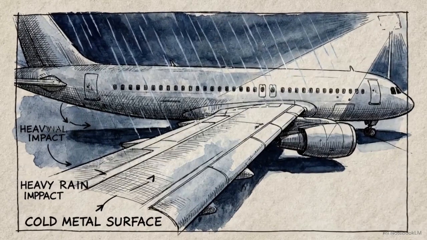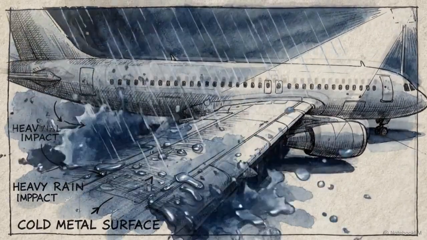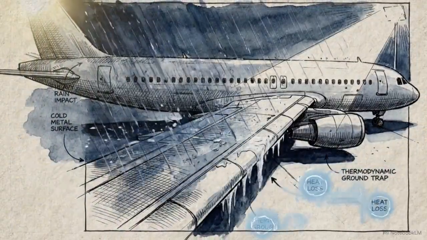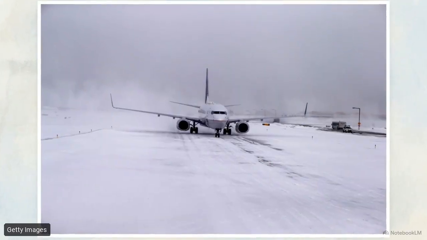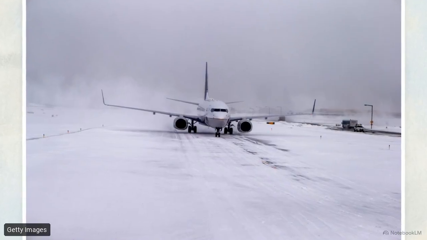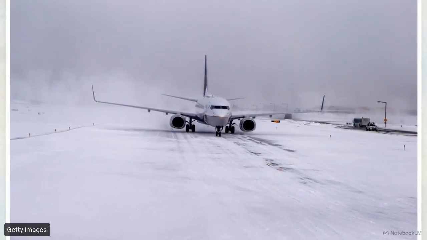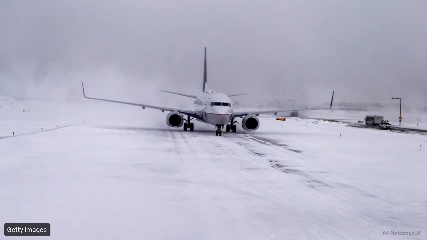There's one more thermodynamic trap to consider, and it happens on the ground. It's known as cold soaking. When an aircraft descends from a high-altitude flight or is refueled with extremely cold aviation fuel, the internal wing acts like a freezer.